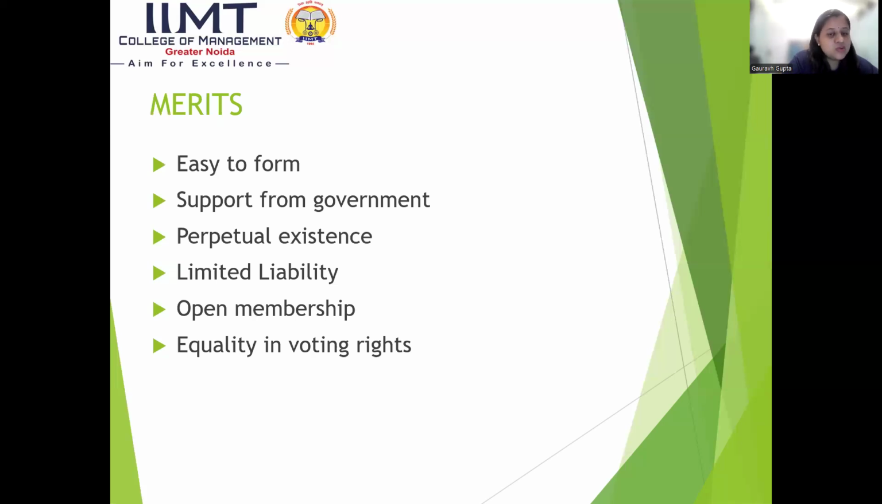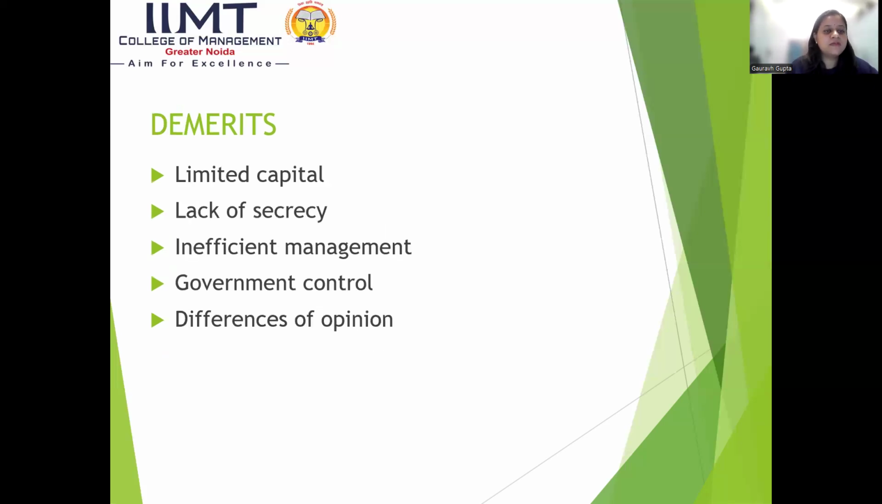Next point, perpetual existence. Cooperative societies keep on going, irrespective of death, bankruptcy, or insanity of its members. Next point, limited liability. The liability of the members is limited to their capital contribution. Next point, open membership. Anyone who is interested can voluntarily join the cooperative society. Equality in voting right. Each member has equal voting right and elects members of the managing committee.